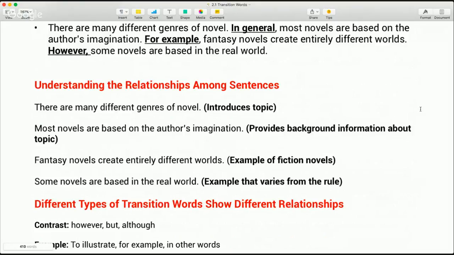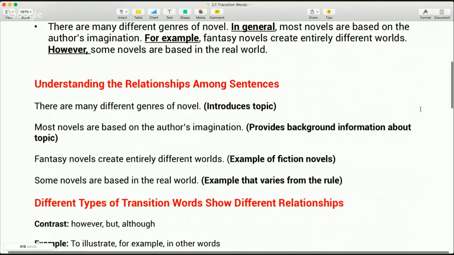That's why I was able to pick the words in general, because I was getting this background knowledge about what novels are. The next sentence, fantasy novels create entirely different worlds, seems like it's a specific example of one of these fiction novels. That's again how I was able to choose the words for example.